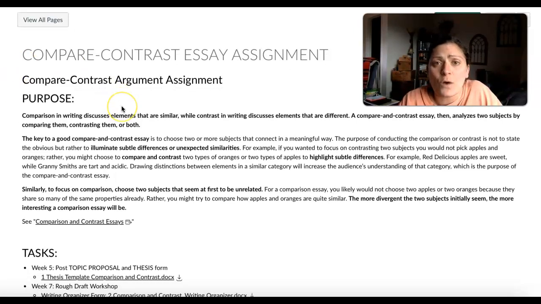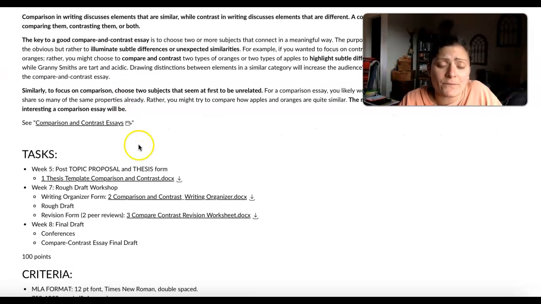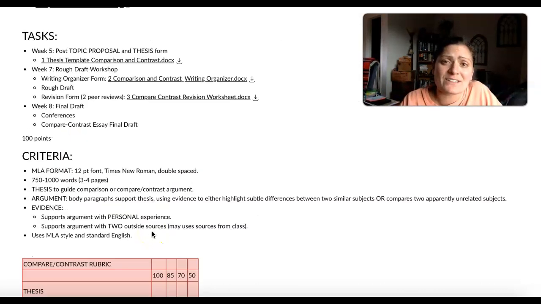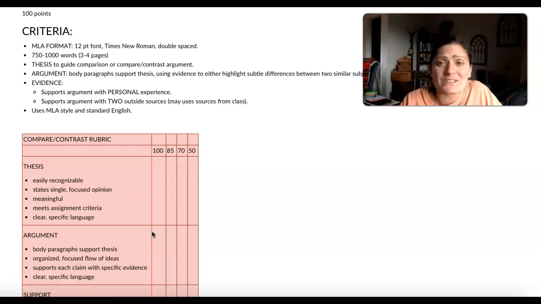So, what are the steps for this? In week 5, you're going to propose your topic and practice some theses. In weeks 6 and 7, you're going to have this rough drafting workshop where you're going to be using first the organizer to work out your draft, and then finally produce a rough draft and use our revision form to give comments to 2 of your peers. Then in week 8, you are going to produce your final draft after you have conferences with me. So this is the progress that we're going to be moving through these next 4 weeks.